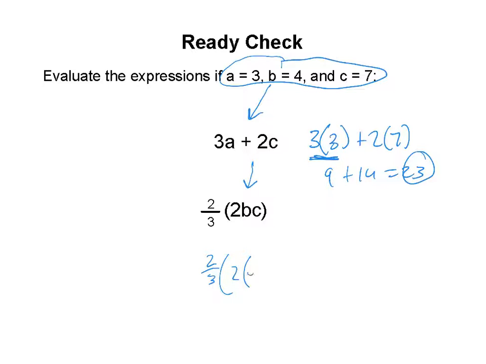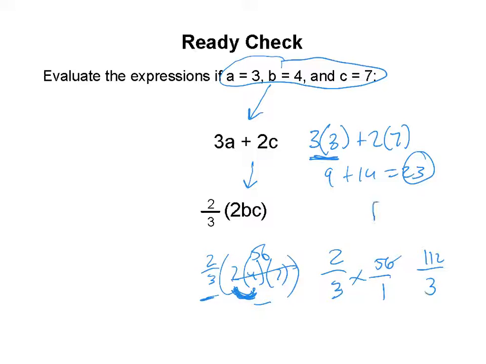2 times b times c. It'll look a little weird, but you'll have like double parentheses. And then remember, do what's in the parentheses first. So I'm going to do 2 times 4 is 8, and then times 7 is 56. And when you're taking a fraction times a whole number, don't forget to put the whole number over 1, right? And then if you can reduce, go for it, or I don't know if we can on this one. We get 112 over 3, and then don't forget to write your answer properly at the end.